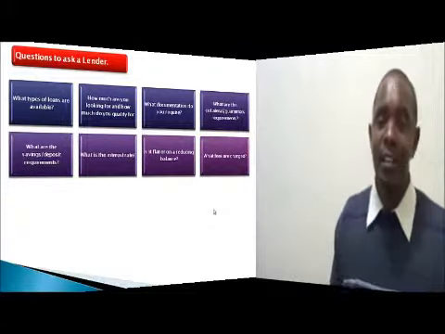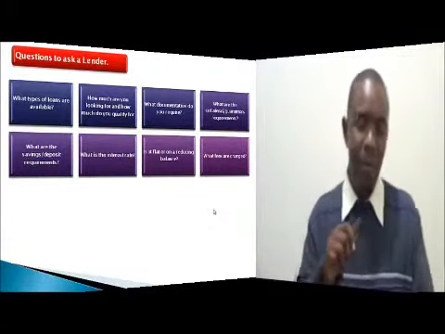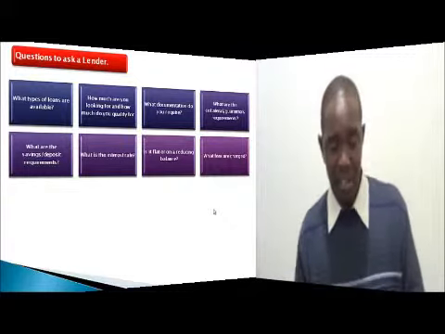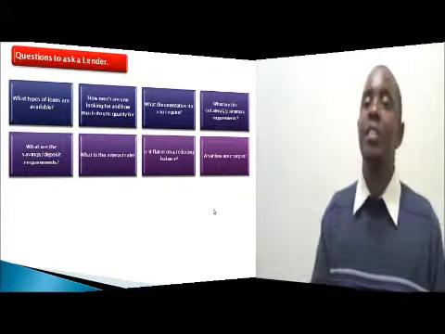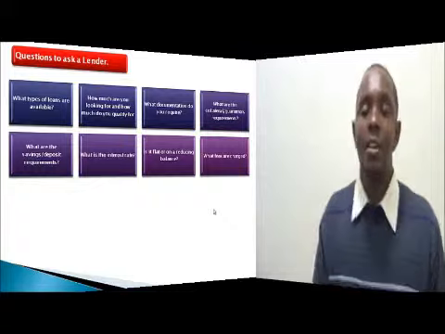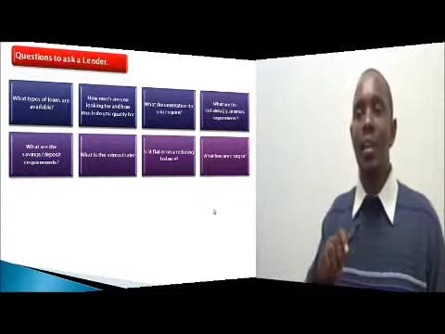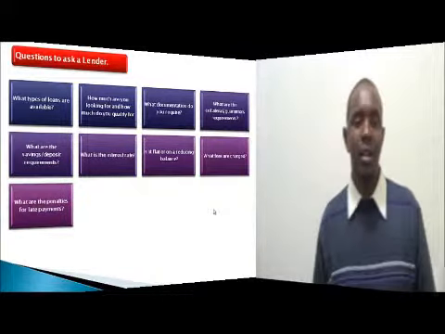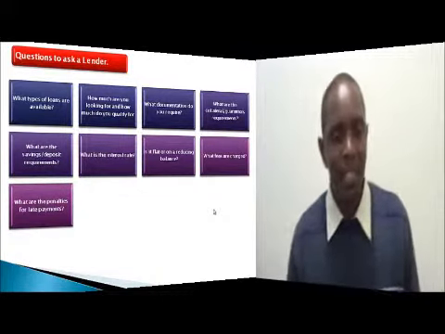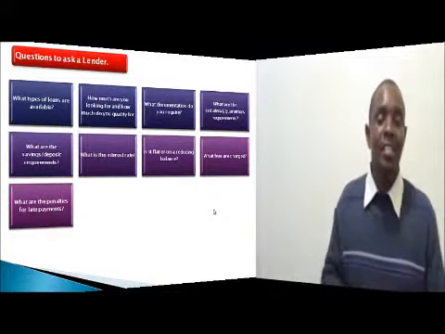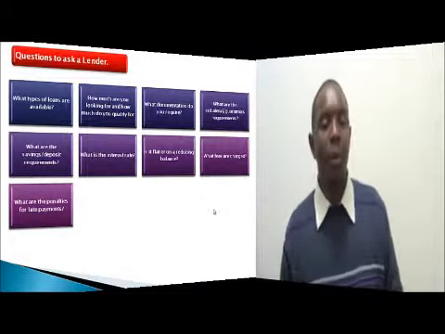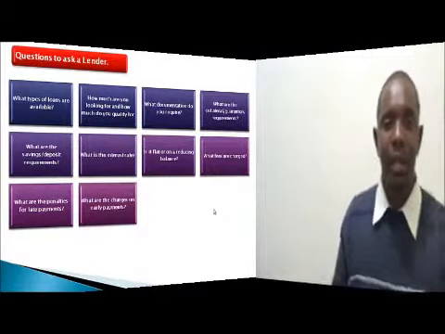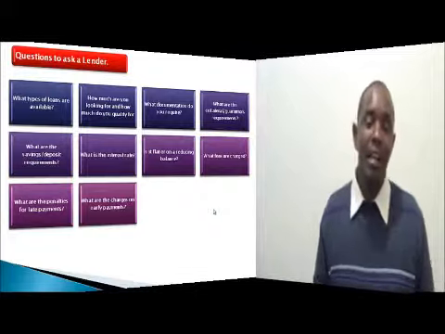What fees are charged? You need to be clear on the charges. Remember, we highlighted the fees: there is the stamp duty, there is the insurance, there is the valuation fee. So you need to be clear on the charges. Then what are the penalties for late repayments? In case you delay repaying, what are the penalties? What are the charges on early repayments?